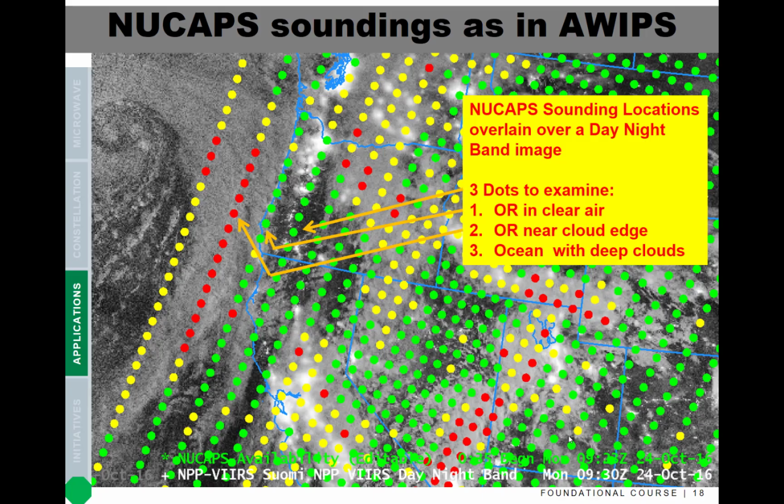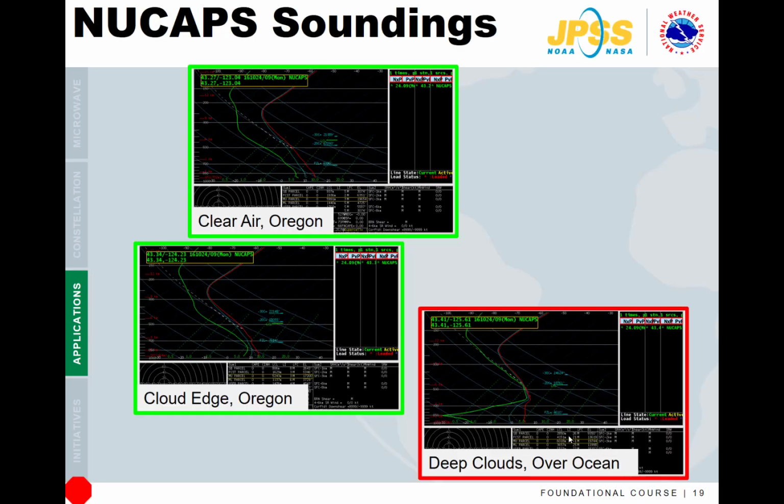Plot the soundings on satellite imagery so you can better anticipate where you'll have good and bad soundings. In this example, let's examine these 3 profiles. One in clear skies, it's a green dot. One near a cloud edge, also a green dot. And one in the cloud band where it's likely raining. The profiles are smooth. Note how the cloud edge profile shows a profile closer to saturation.